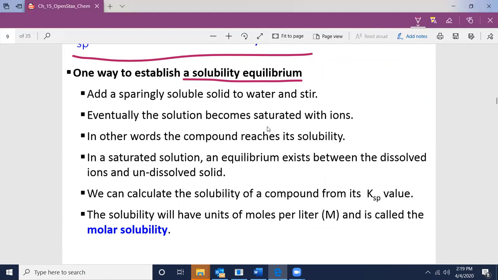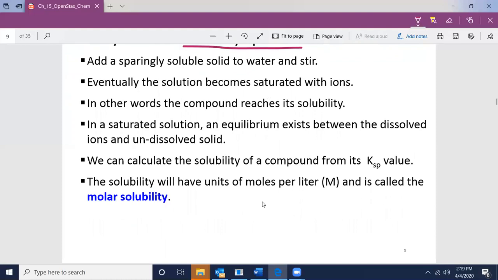Can we increase the solubility? We'll discuss that later on. In a saturated solution, an equilibrium exists: when it has the maximum number of ions, that's where the solution is acquiring its equilibrium. So we can calculate the solubility of a compound from its KSP. If the KSP is given to you, we can calculate the solubility value. The solubility will have units of moles per liter, which is molarity, and is called the molar solubility.